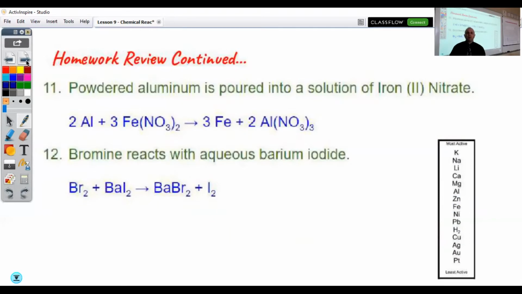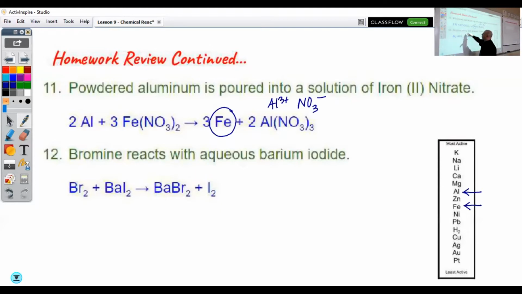And finally, with problem numbers 11 and 12. In problem number 11, we have powdered aluminum reacting with iron(II) nitrate. Here's aluminum. Here's iron. Remember, the element that's lower down is less active and should be by itself at the end of this reaction. So in this case, iron ends up by itself. When aluminum pairs up with nitrate, aluminum is 3+, nitrate is 1-. So we need 3 copies of nitrate for each aluminum.